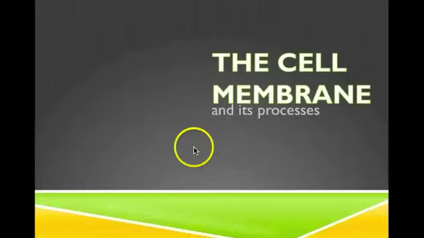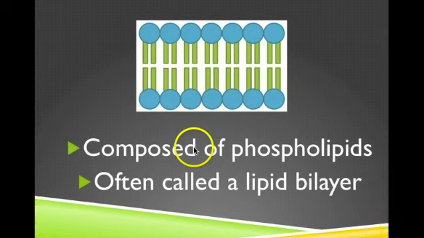Today we will be covering the cell membrane and its functions. The cell membrane, as we have discussed before, is the outer layer of the cell. It is made up of a phospholipid bilayer, and so the membrane is commonly referred to as the lipid bilayer.